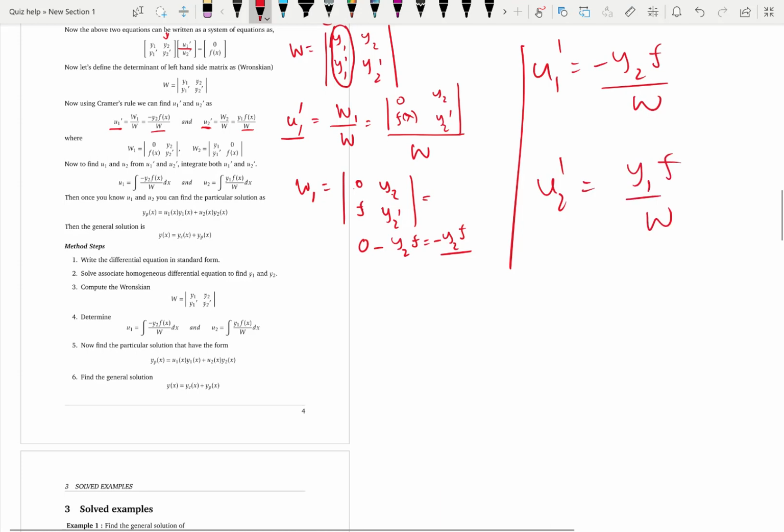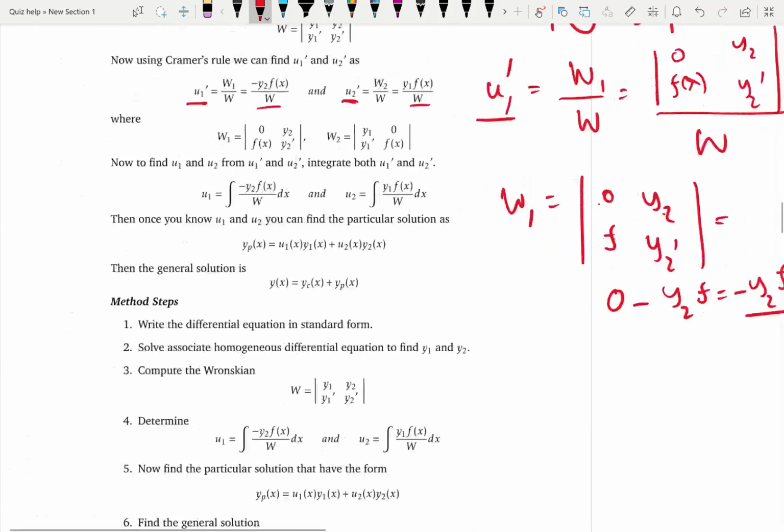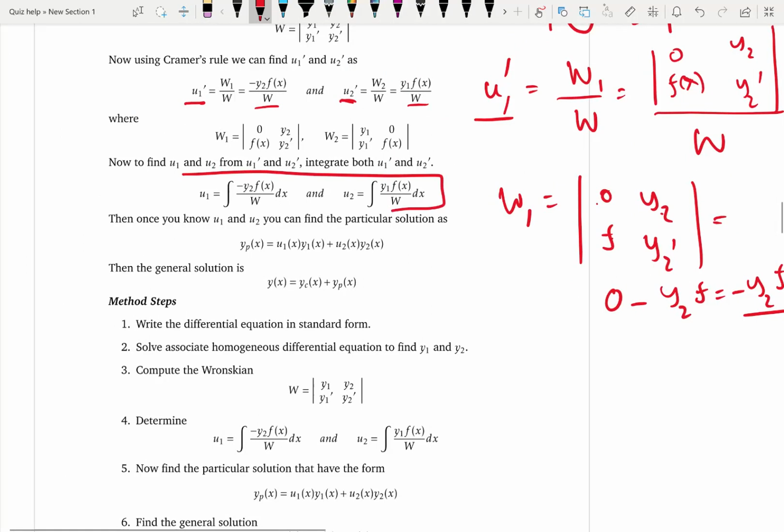Now how can you find u1 and u2? Because you are not looking for u1 prime and u2 prime. How can we find u1 out of u1 prime? Well, you integrate, right? You take the antiderivative with respect to x. So if you integrate these two, you get u1 and u2. So we get a nice formula set just like here.